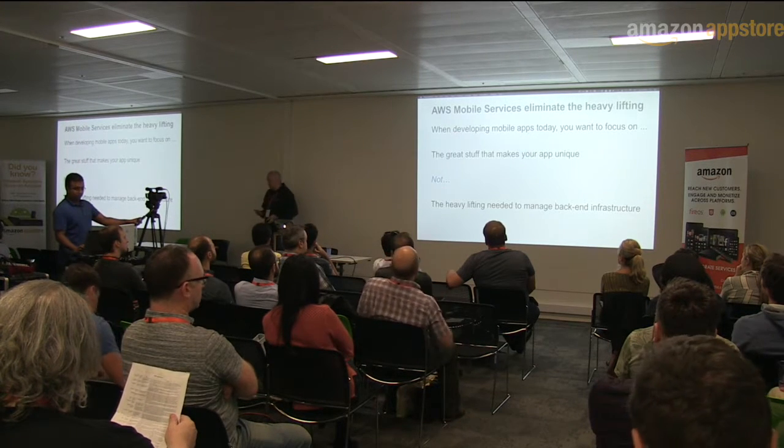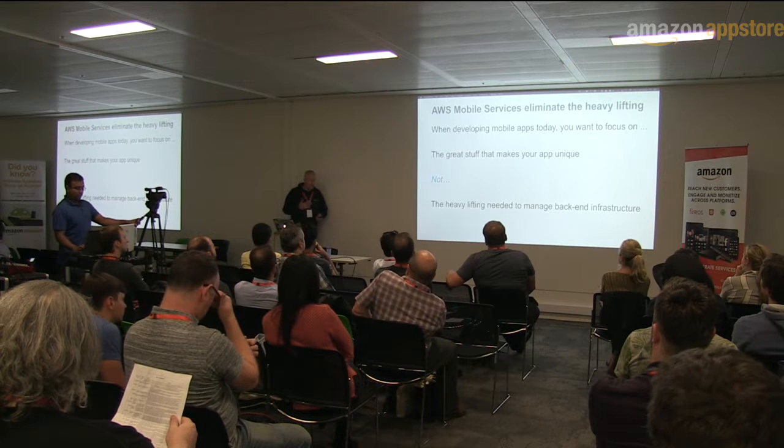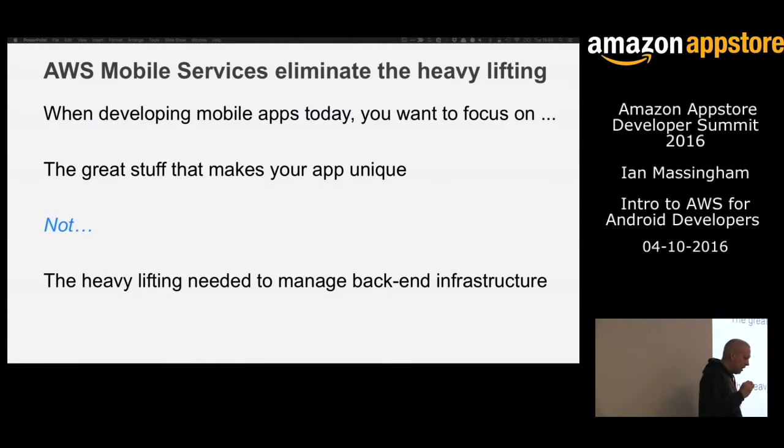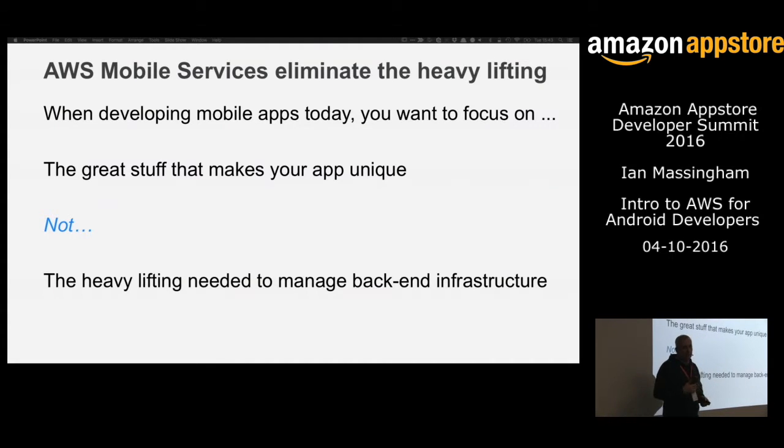So AWS, essentially what we can do is, as I said before, generically really, but in the context of mobile app development, we can take away some of this heavy lifting and provide you with a set of services that you can consume so that you can focus on building the things that make your particular application or product unique, and avoid focusing on things that everybody has to do.